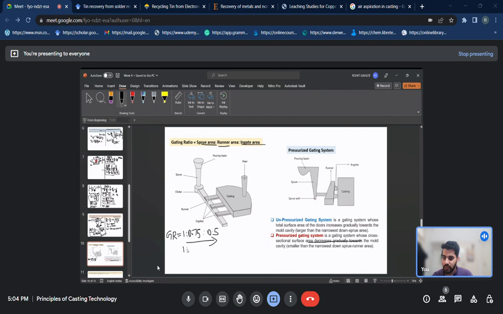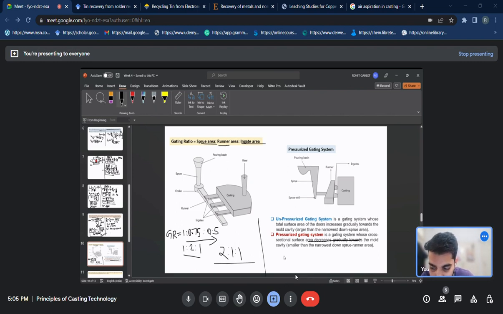Or some other examples, I can write it as 1 is to 2 is to 1. This is also an example of a pressurized gating system. Or 2 is to 1 is to 1, this is pressurized. Suppose I write 1 is to 2 is to 2, this will be an example of an unpressurized gating system, or 1 is to 3 is to 3. Both of these are examples of unpressurized gating system.